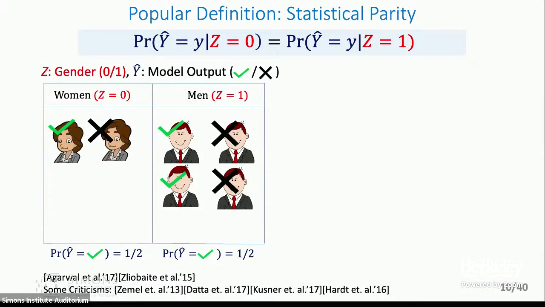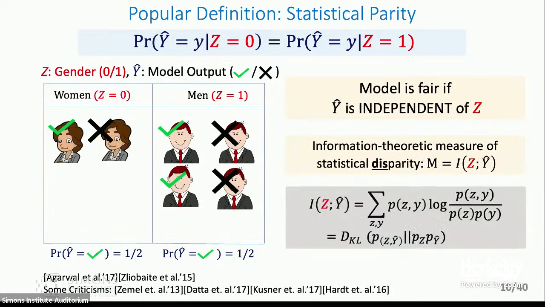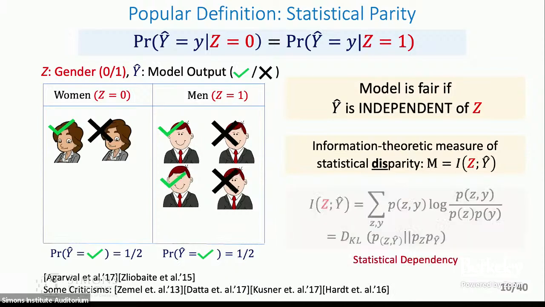Statistical parity, I guess many of you might already be familiar with, says that the model is fair if the output is entirely independent of the sensitive attribute like gender, race, etc. And the information theoretic measure of statistical parity is mutual information. I'm including the definition of mutual information here, but what this basically quantifies is the statistical dependency between the sensitive attribute and the final output.